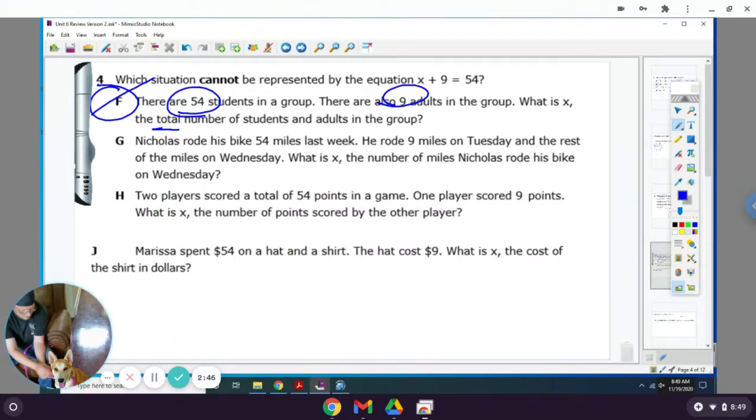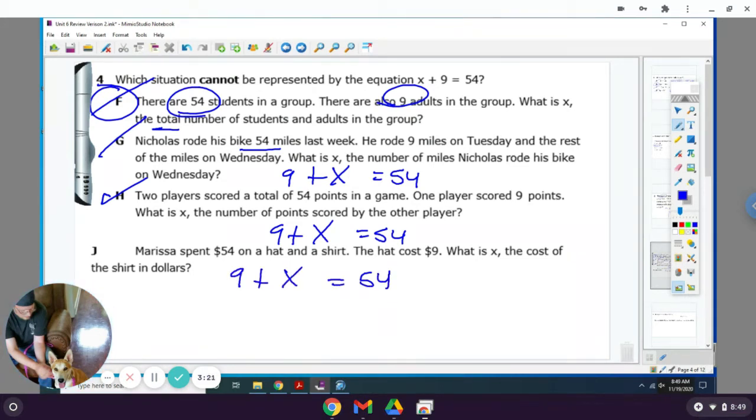G also represents the situation because it says Nicholas rode his bike 54 miles total. So that equals 54. He rode 9 miles on Tuesday and the rest on Wednesday. So Tuesday is 9 plus Wednesday, which you don't know, is equal to 54. H, 2 players scored a total of 54 points. So your total is 54. One player scored 9 plus the unknown score of the other player. J, Marissa spent $54 on a hat and shirt. So that's the total. The hat costs $9 plus x, the cost of the shirt, which you don't know. So that's the reason why the answer is F.